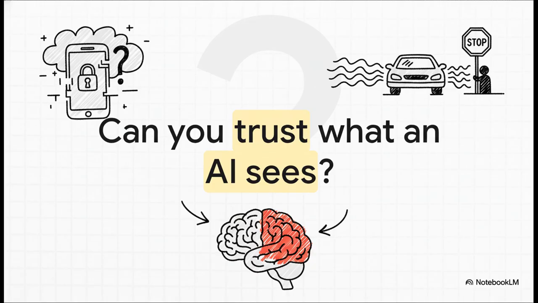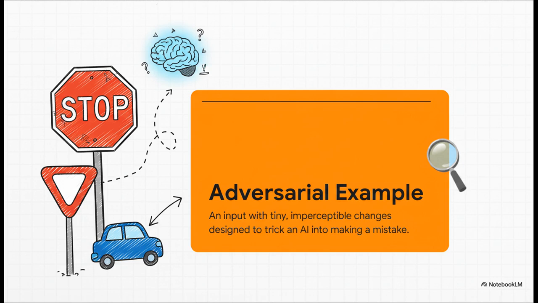We're starting to trust AI with so much, from unlocking our phones to driving our cars. But what if I told you these incredibly smart systems have a hidden blind spot, a weakness that can be used to make them see things that just aren't there? And this culprit? It actually has a name, an adversarial example.